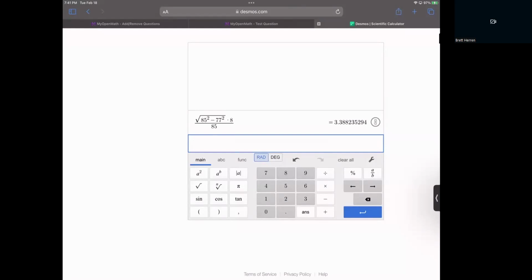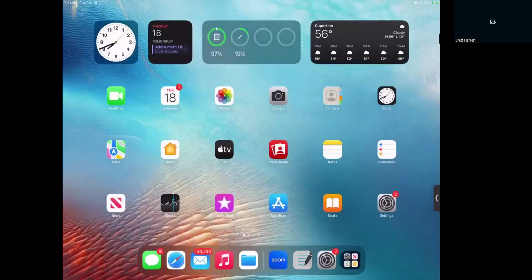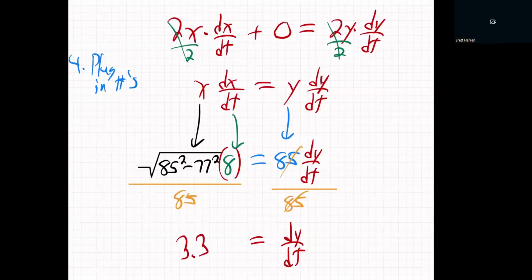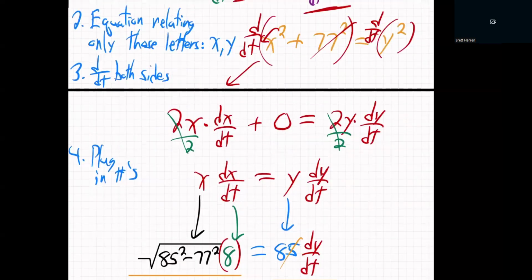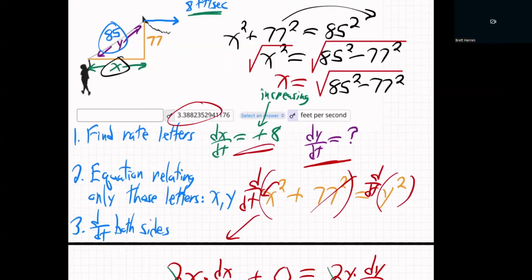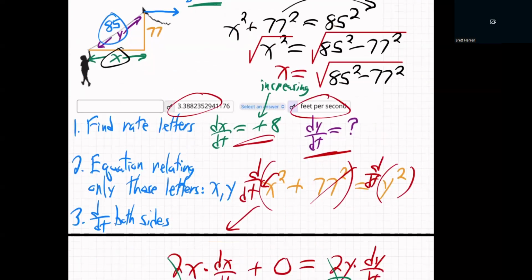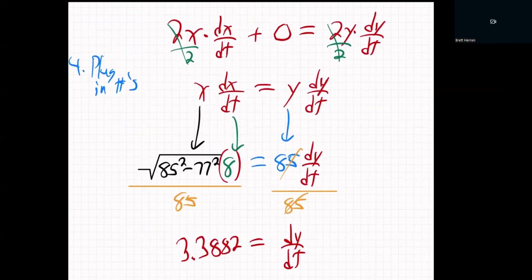3.3882. So if you got 3.3882, there it is. That's feet per second. That's how fast the string is going out right at that moment. And so there we go.